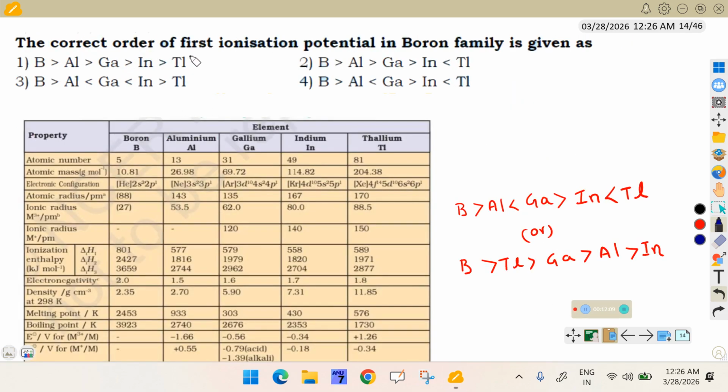What is the correct order of first ionization potential of the boron family? According to the table, the correct order of first ionization potential is boron greater than aluminium, less than gallium, greater than indium, less than thallium. So the fourth option is the correct option.